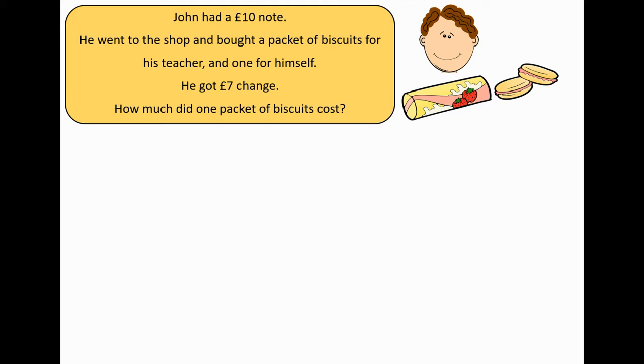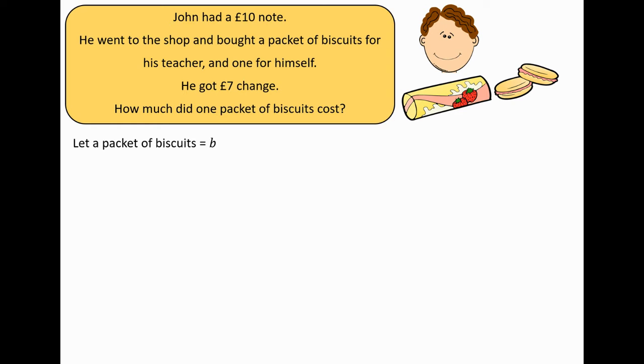All right. Now let's look at this example here. It says here John had a £10 note. He went to the shop and bought a packet of biscuits for his teacher and one for himself. He got £7 change back. How much did one packet of biscuits cost? So here now what we're doing is we're forming and solving linear equations where we need to define a variable. So please pay attention. Okay, this bit is fairly straightforward, but you need to pay attention.